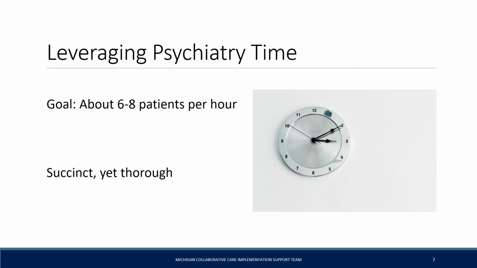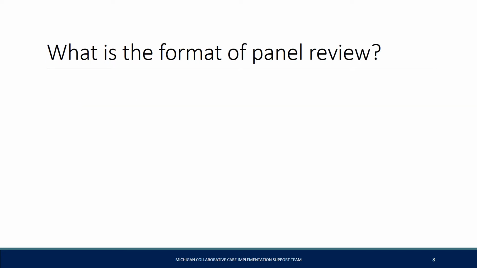So as the care manager, we need to be succinct, yet we need to be thorough. Our psychiatric consultant is basing their expert recommendations on the information that we are providing. So we want to make sure that we have all of the information that is necessary to do so. Every panel review looks a little bit different. You might have more complicated patients one week, you might have less complicated the next week. So these numbers could vary a little bit, but we want to shoot for that average of about 6 to 8 patients reviewed per hour.